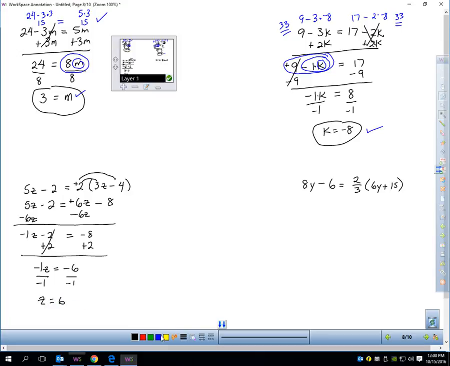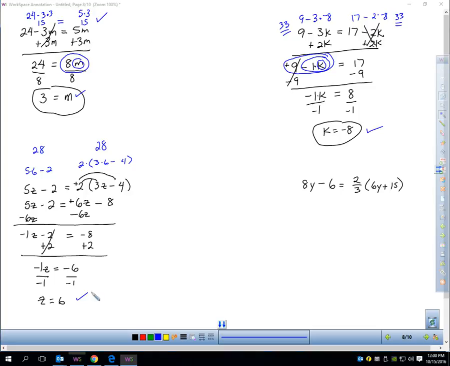Now I should check myself again, so I should do 5 times 6 minus 2. When I do that in my calculator, I ought to be getting 28. And over here, I should be doing 2 times, parentheses, 3 times 6 minus 4. And when I put this in my calculator in the order I see it, I should be getting 28 again, and this is correct then. Okay?